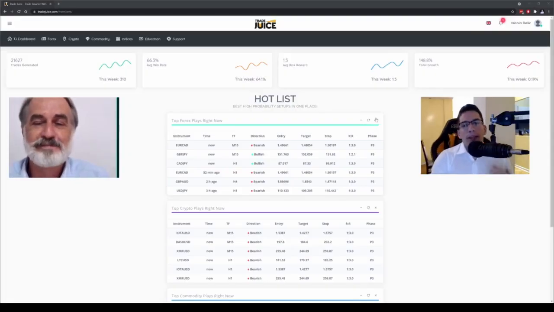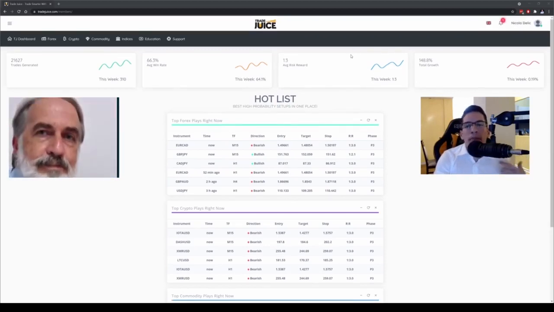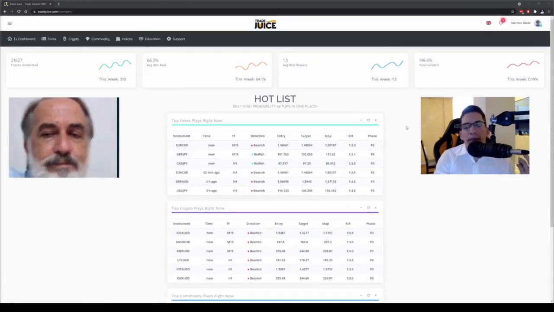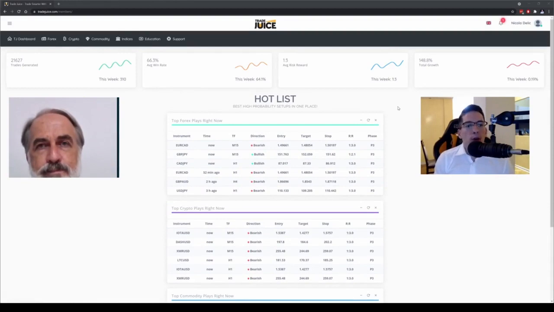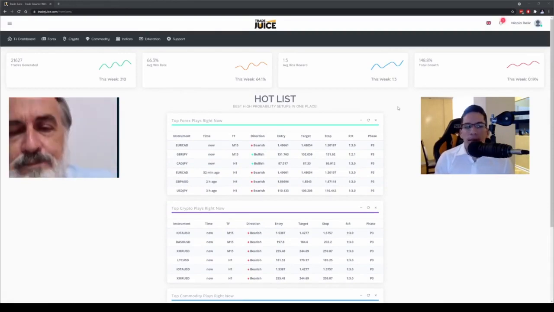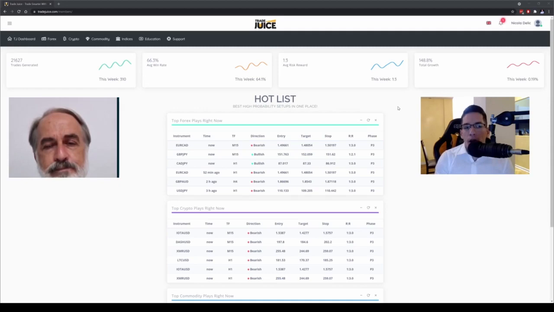Okay, so this is what TradeJuice really is. It's a simple, let's call it a page, but it's more than a page, where you can find everything that you actually need to become a successful trader. It's a dashboard designed to give you only the important information all day long.